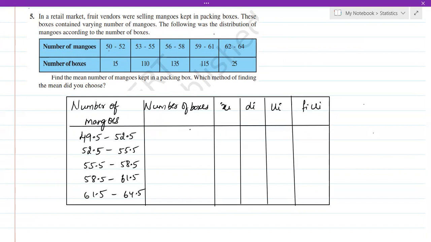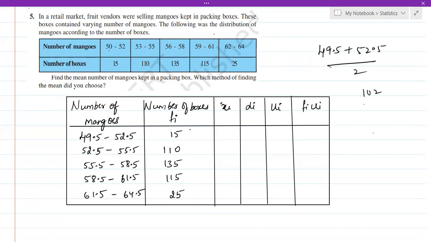So here this is actually fi, isn't it? Here it is 15, 110, 135, 135, 115, and 25. Now let's find xi. How do we find xi? Add lower limit and upper limit and divide it by 2. So it becomes 102 actually. 49.5 plus 52.5 is 102. Divided by 2, we get 51. So the middle value becomes 51.